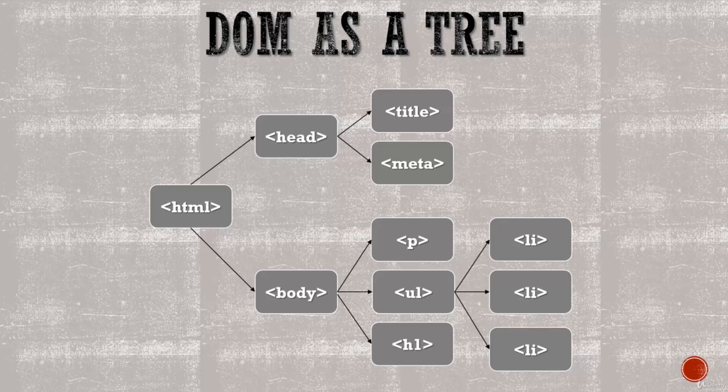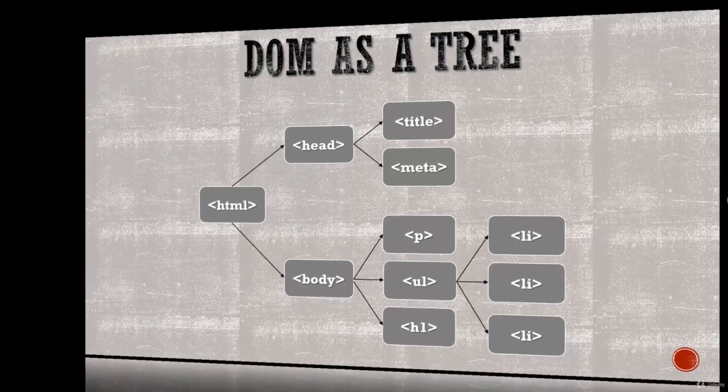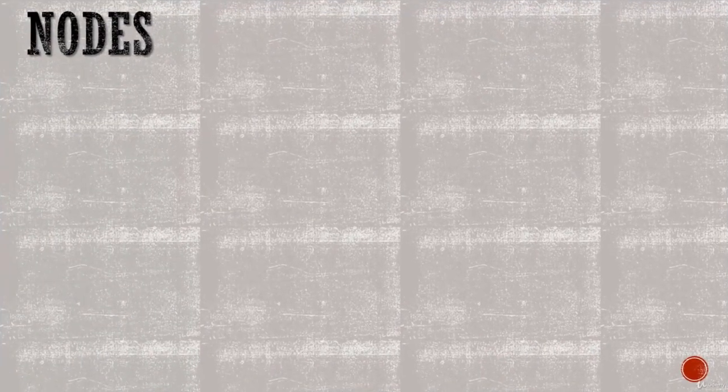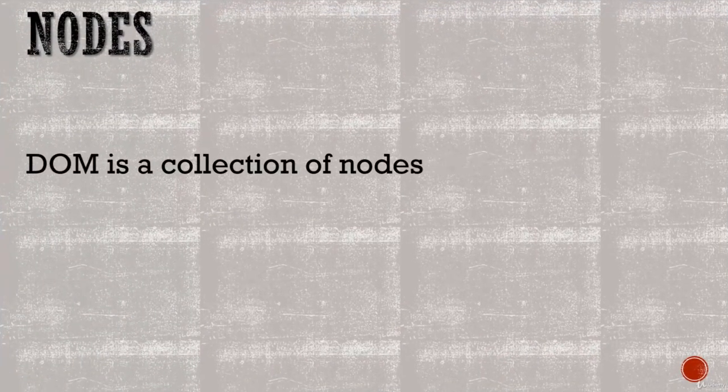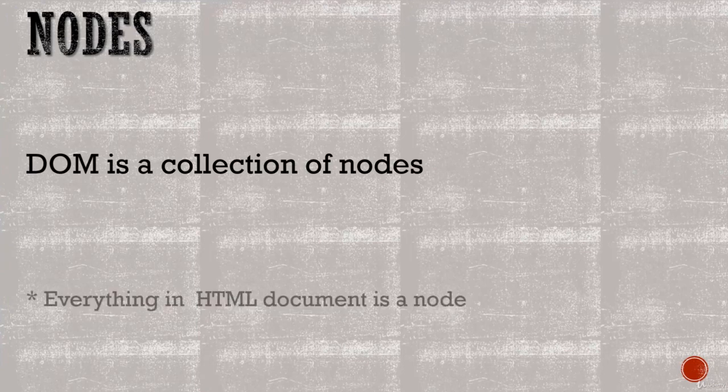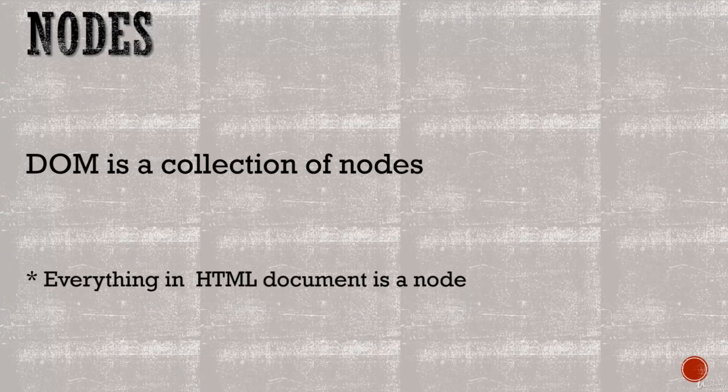Instead of using the term family tree, it's more correct to call a document a node tree. So what is a node? A document is a collection of nodes. Everything in an HTML document is a node. As we said, the two nodes representing the head and body elements are examples of child nodes, and the HTML element's node above them is a parent node.